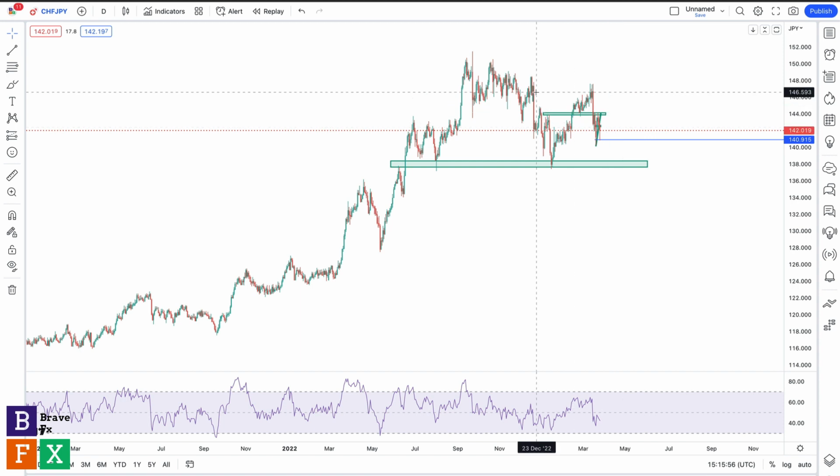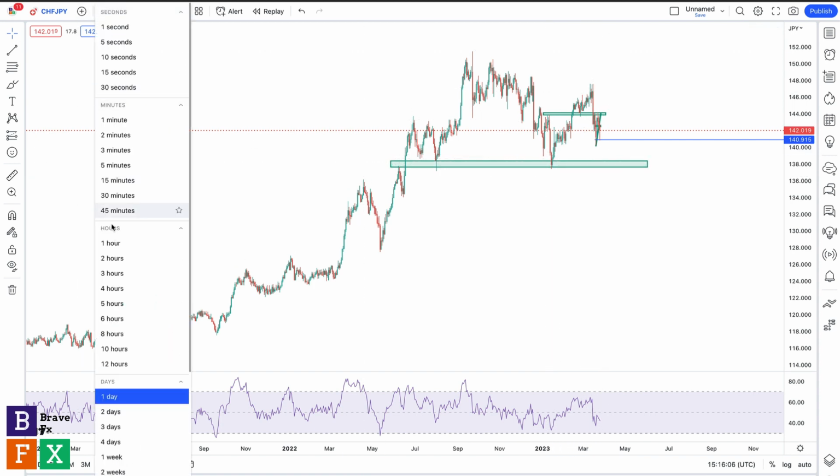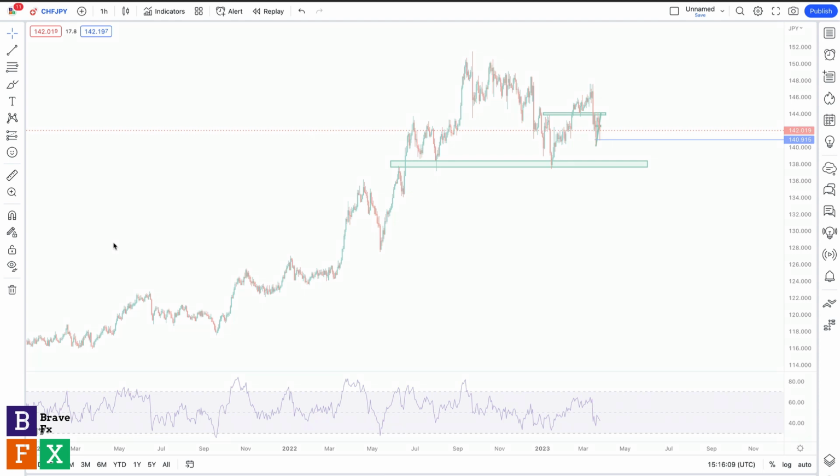So I'm going to go down to the lower time frame in order for us to spot that good trade opportunity. This is a support level, and I think we might be heading down to these levels. So moving to the lower time frame, the 1 hour time frame real quick. Remember, this is CHF-JPY now going down to the lower time frame.